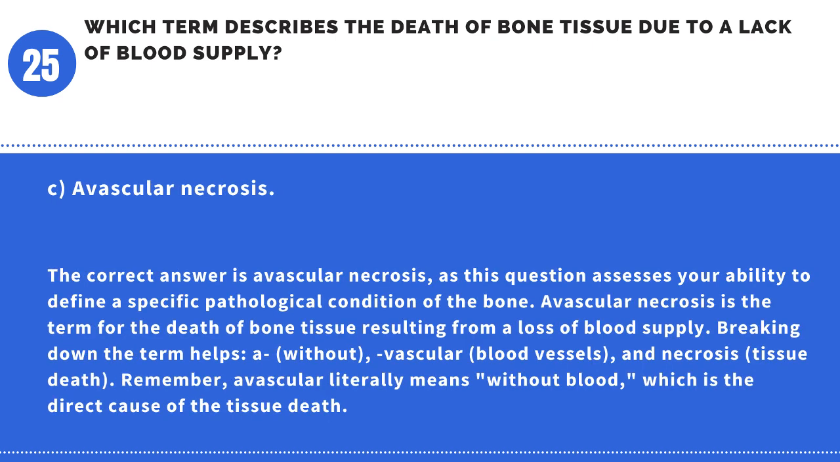Answer: C. Avascular necrosis. The correct answer is avascular necrosis, as this question assesses your ability to define a specific pathological condition of the bone. Avascular necrosis is the term for the death of bone tissue resulting from a loss of blood supply. Breaking down the term helps: a, without, vascular, blood vessels, and necrosis, tissue death. Remember, avascular literally means without blood, which is the direct cause of the tissue death.